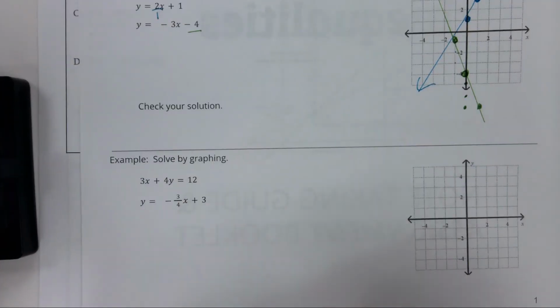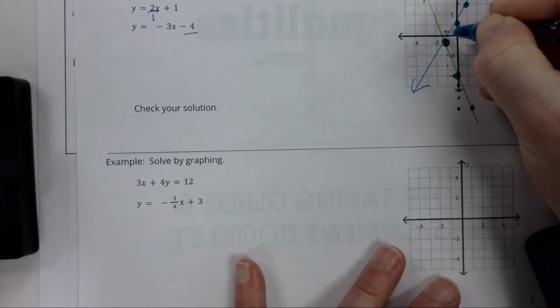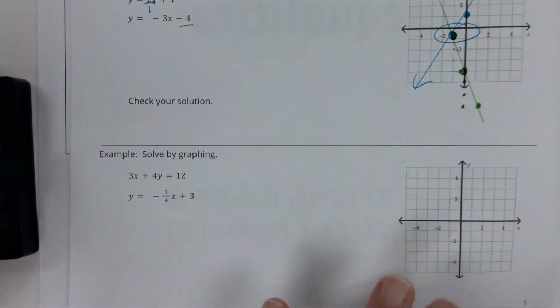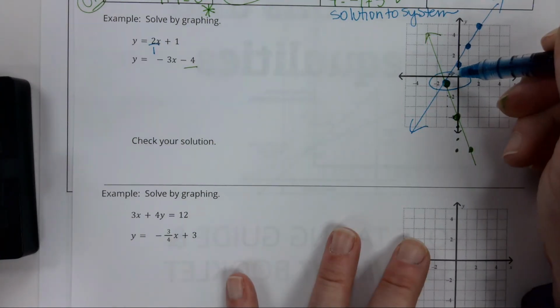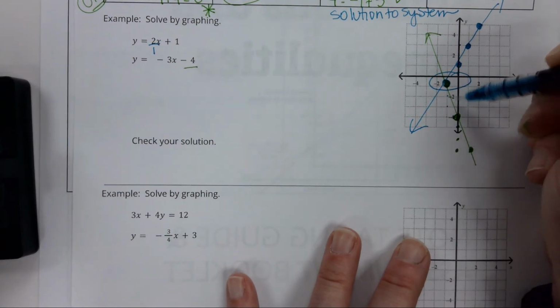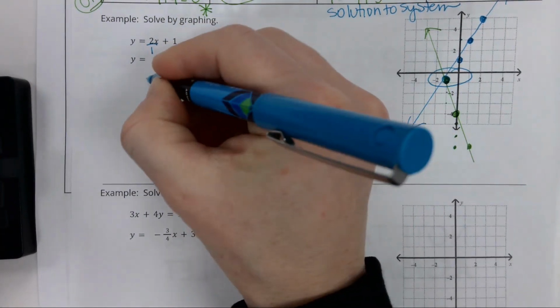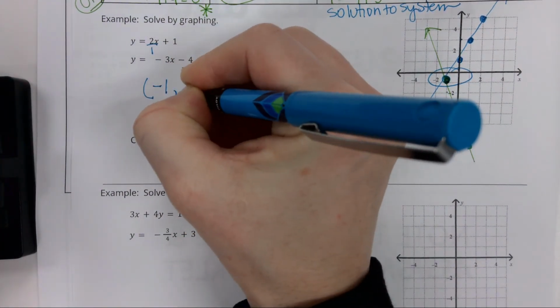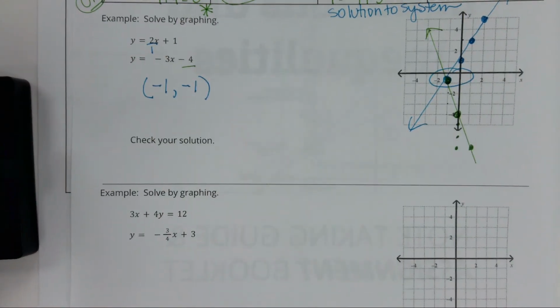This is why I wanted to do this. What does that look like to you? What ordered pair? To me, it looks like negative 1, negative 1. So negative 1, negative 1 would be the solution. So on a graph, what's the solution then? Where the lines intersect.